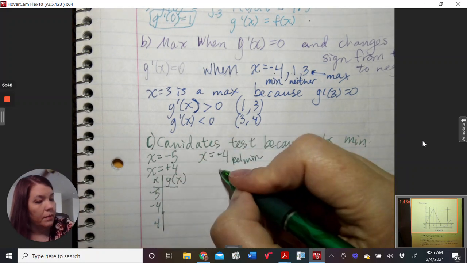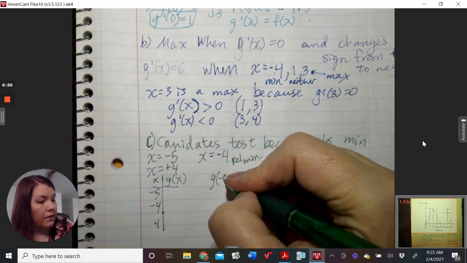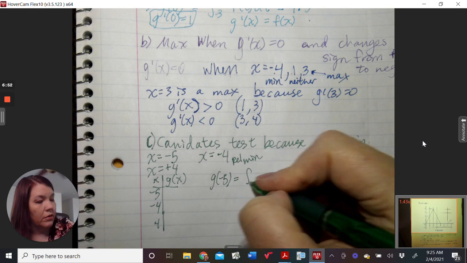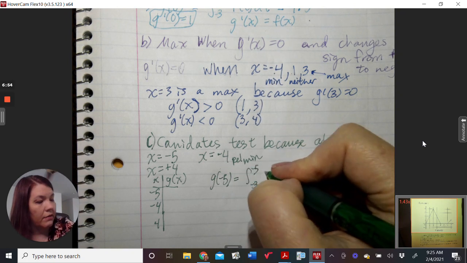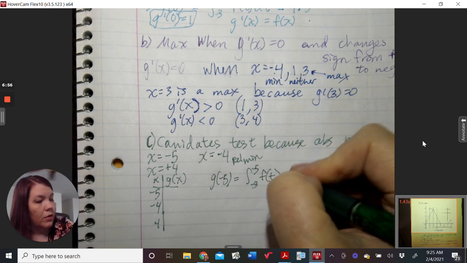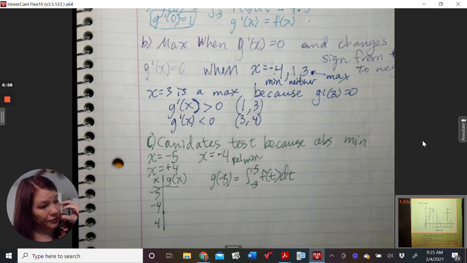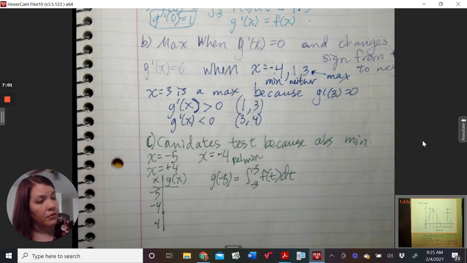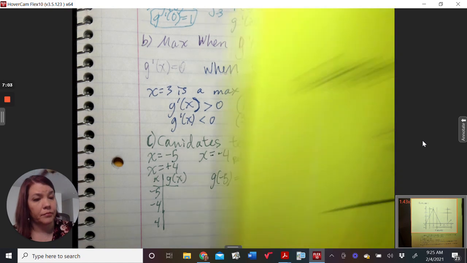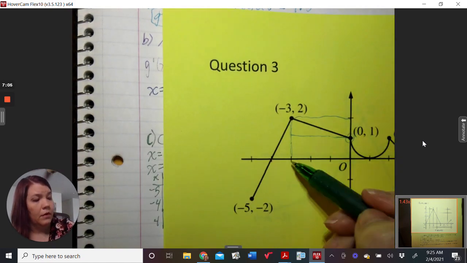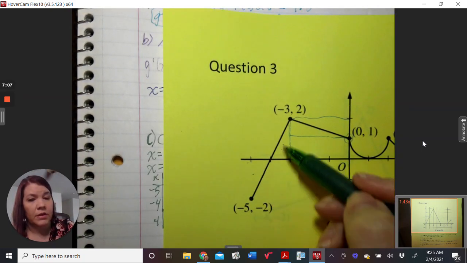So g of -5 is equal to the integral from -3 to -5 of f of t dt, or in other words, the area from -3 to 5, which is 0. From -3 to 5, these two will just cancel each other out. The area is 0.